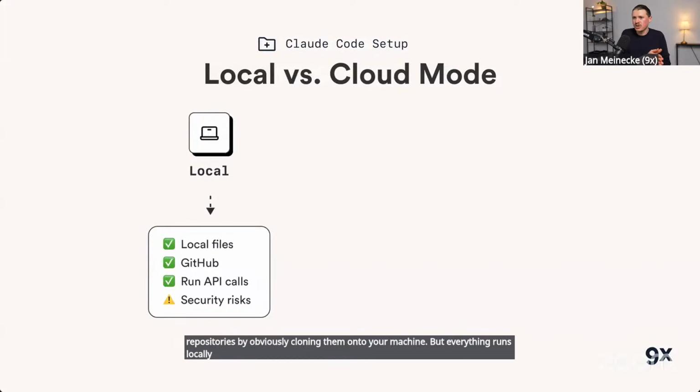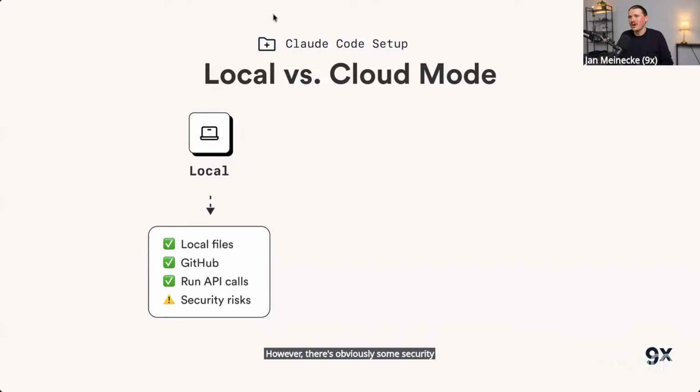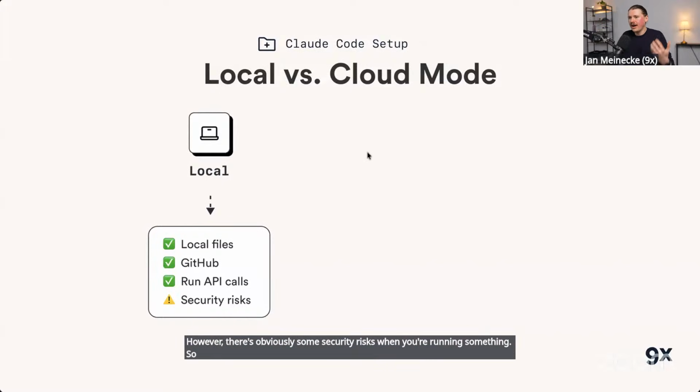This way you can also run API calls, like I just showed with making the API call to Luma to get the event description, and making the API call to YouTube to get the transcript. However, there are some security risks when you're running something so powerful locally on your machine. Maybe it accesses some files that it shouldn't. Maybe if you prompt it the wrong way or you're not so careful, it deletes some files. So there are those risks.